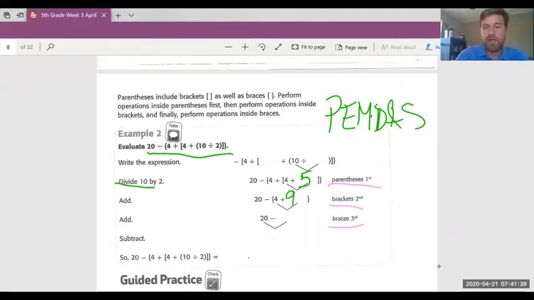Now we have the brackets done, 4 plus 9. Now we are adding in the brace, these little guys are braces, 4 plus 9. So that gives us 13.